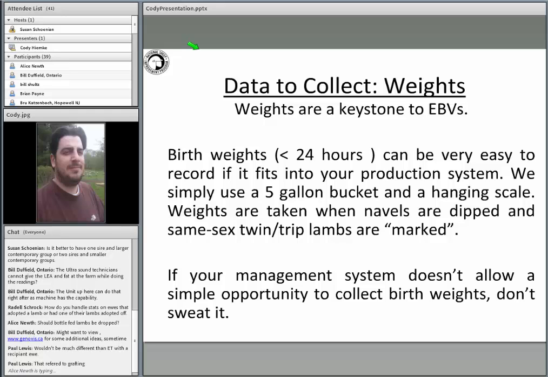Okay. So if your management system doesn't allow a simple opportunity to collect birth weights, really don't worry about it. I've had a lot of people just be worried that, well, I can't collect birth weights, so I shouldn't do NSIP. That's not true. When I had my flock in California, I did not take birth weights. My EBVs turned out fine when I had my subsequent weaning weights and post-weaning weights.